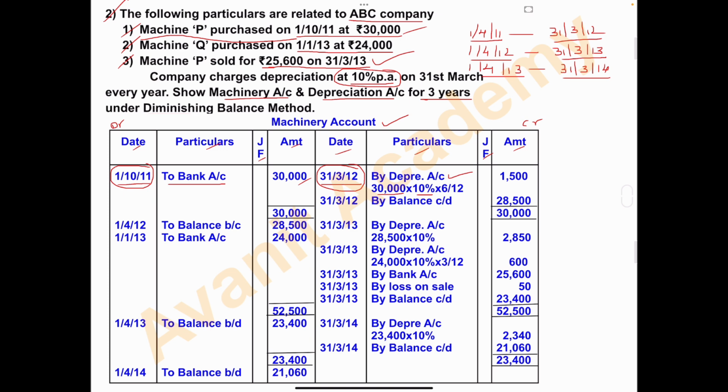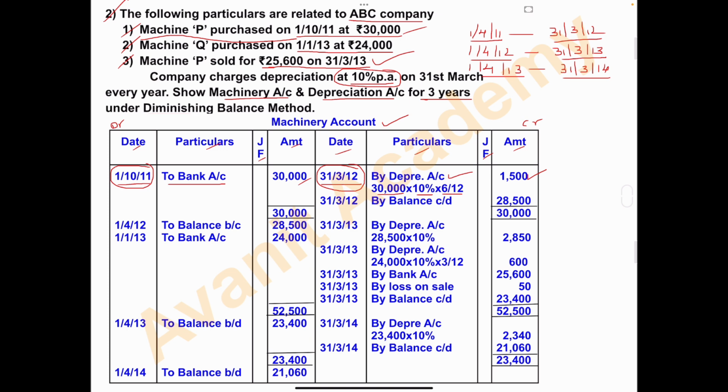So it was purchased on 1st October 2011. So until 31st March, how many months? October, November, December, January, February, March. So total 6 months. So here 6 divided by 12. 30,000 is the value of machinery, 10% is the rate of depreciation, and the period is 6 months, 6 divided by 12. Do the calculation. 30,000 into 10% into 6 divided by 12. Depreciation amount is 1,500. So on this machinery P, the depreciation amount for the financial year 11-12 is 1,500.